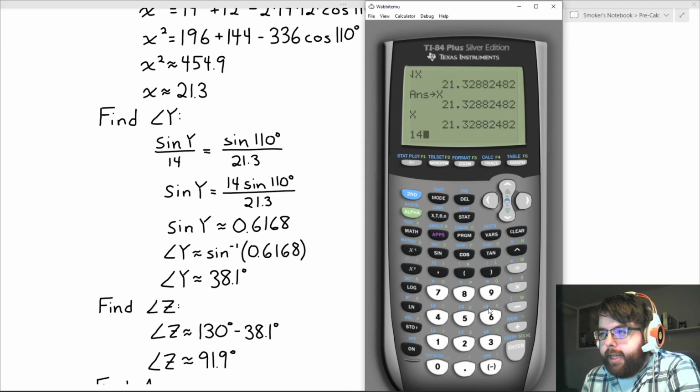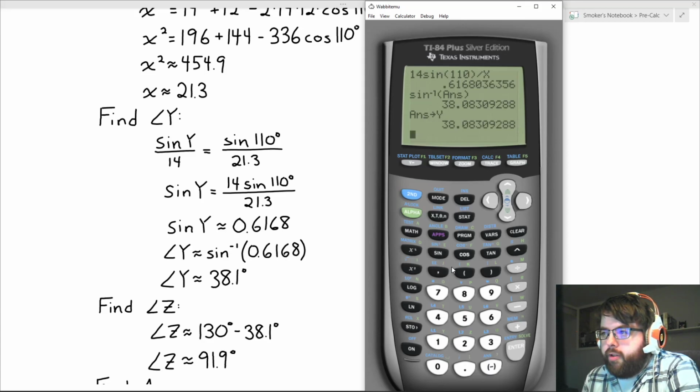So I want to do 14 times sine of 110 divided by alpha x, and I'm going to get the decimal value here that I want to do second sine inverse of second answer. Now this is what I'm doing right here. Hopefully everybody's following me. I get 31.8. I'm going to do store alpha y. Okay, so now x is this and y is this. I'm choosing those letters based on the problem.